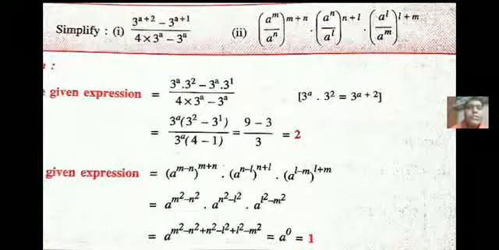Okay, the question. So let us see the answer. After that we'll come to second question. 3 to the power n plus 2 can be written as 3 to the power n into 3 to the power 2. Minus 3 to the power n plus 1 can be written as 3 to the power n into 3 to the power 1. And lower part as it is 4 into 3 to the power n minus 3 to the power n.